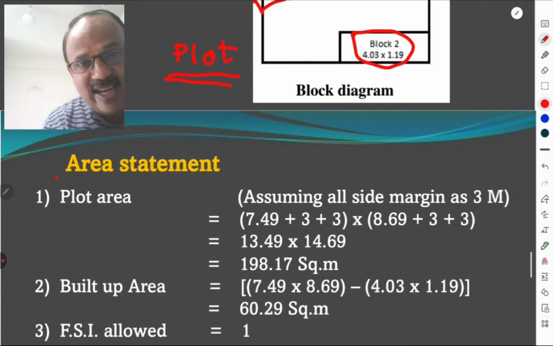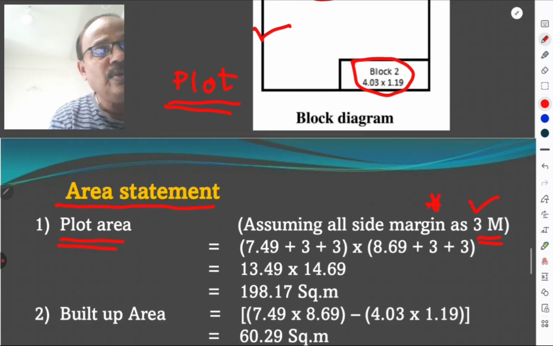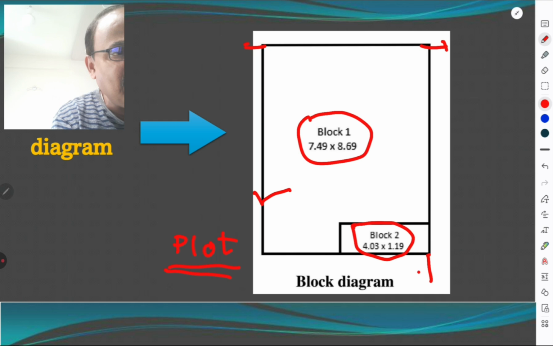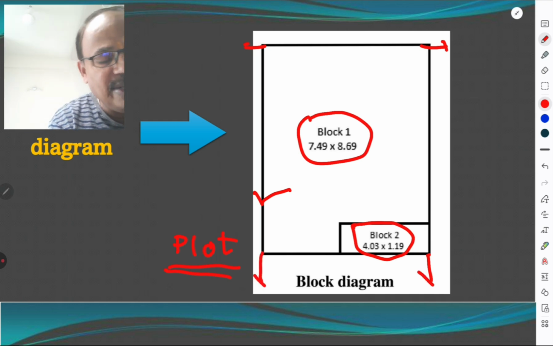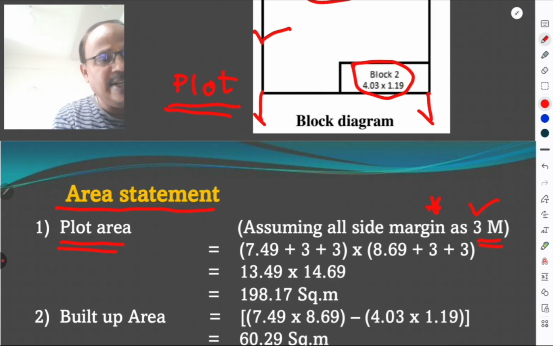Then area statement as discussed in earlier lecture. What is the plot area? We assume the side margin as 3 meter. It is important, this is an assumption. So 7.49 and side margin 3 meter, side margin 3 meter. Here side margin 3 meter, side margin 3 meter. The calculation is like that: 7.49 plus 3 into 8.69 plus 3. So plot area is 198.17 square meter. It is so simple, but we have to assume the side margin.